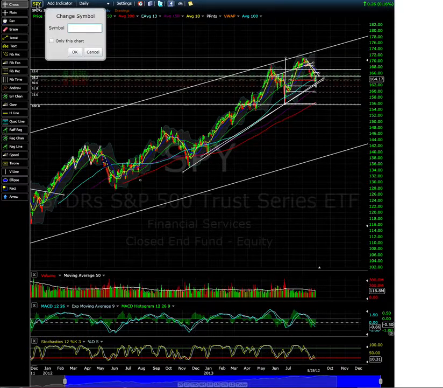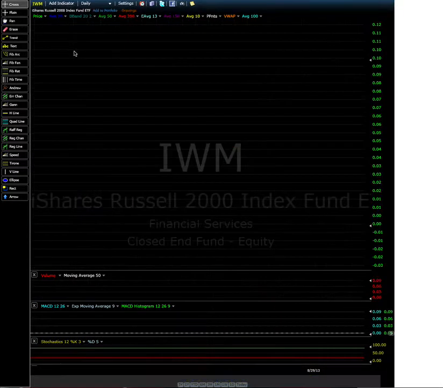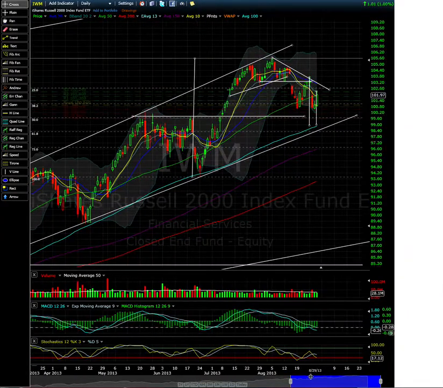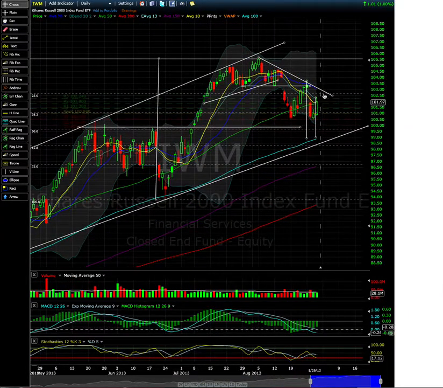Let's go look at the IWM quickly. And let's see what we got here. Pretty much the same deal. It's catching resistance at these moving averages. So, moving average analysis is very important. See, this same thing pretty much comes into play with IWM.